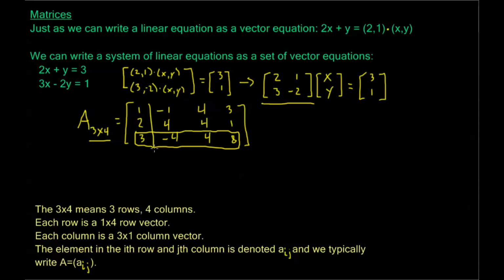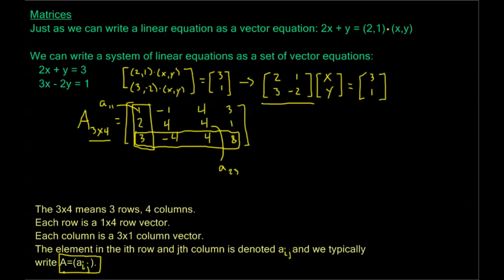Each column is also a vector. For example, this first column is a vector of dimension 3. And the element in the ith row and jth column, we usually denote A subscript ij, and we'll typically write the matrix A equals, down here, the matrix A equals this little parentheses aij. So for example, this 1 right here, this is A1,1. This 4 over here, this is A2,3, right? The second row, third column.